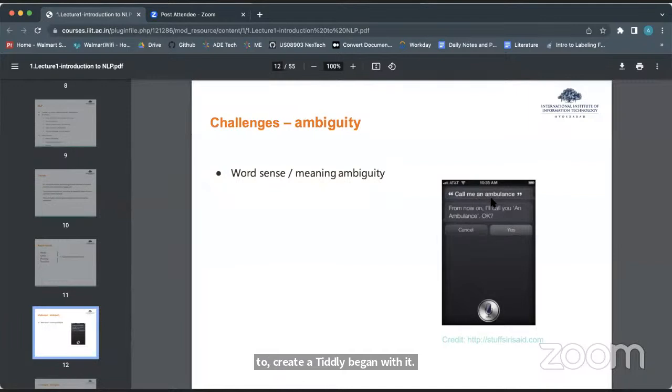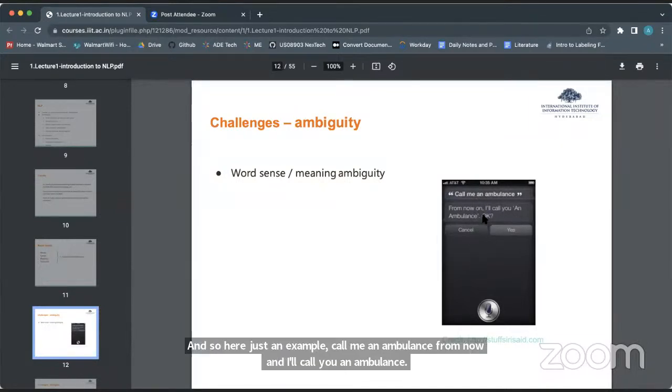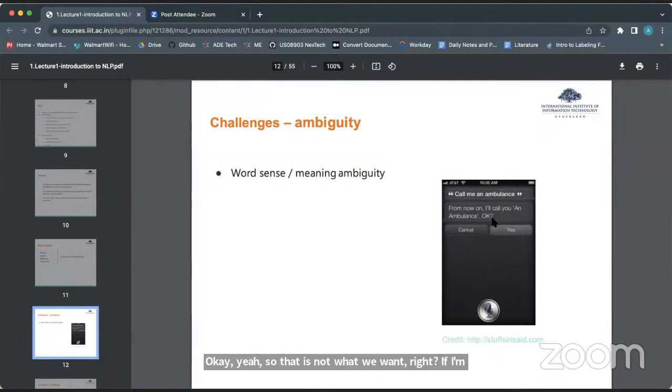Here is an example: "Call me an ambulance." "From now on, I'll call you an ambulance." Okay, yeah, that is not what we want, right? If I'm dying and Siri or Google Home replies to me like this, then yeah, I'll be dying.